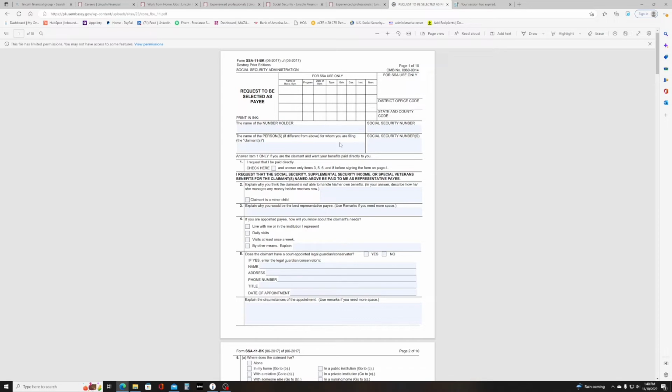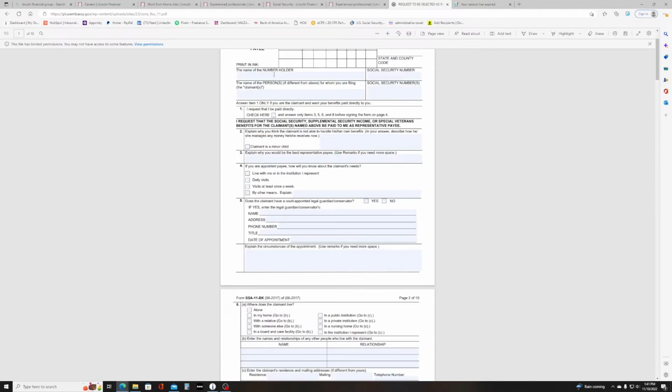You would put grandma's Social Security number. Let's say grandma was a widow, right? This might be grandpa here, and then grandma would go down here. This would be grandpa's Social Security number, the primary record that's being paid off of, and then grandma's number being, this is her, the beneficiary.